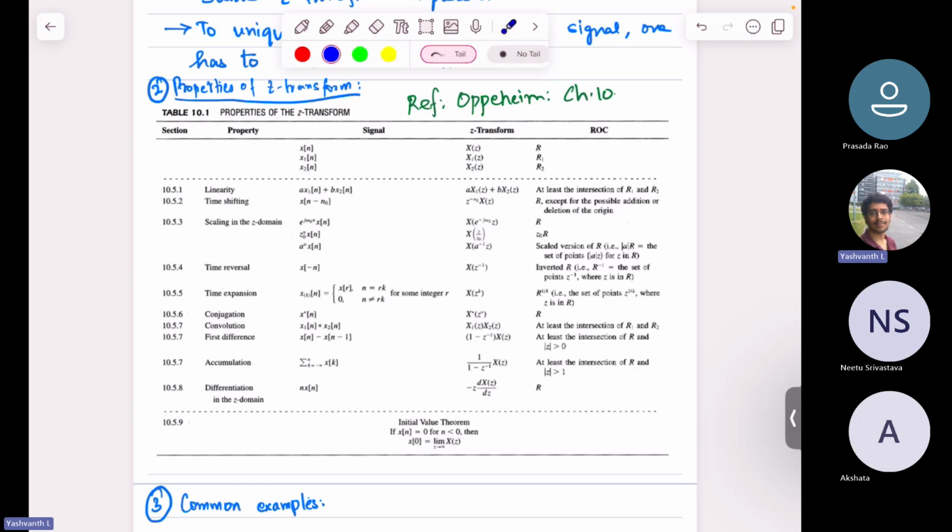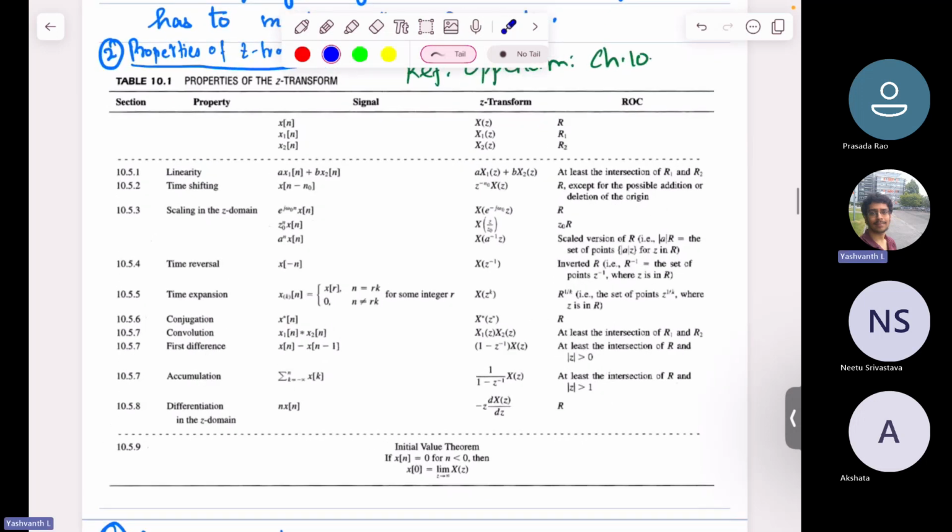Now we have the following properties. First is called the linearity property. What it says is, if you have the signal a times x1 of n plus b times x2 of n, it will have the Z transform a times x1 of z plus b times x2 of z.